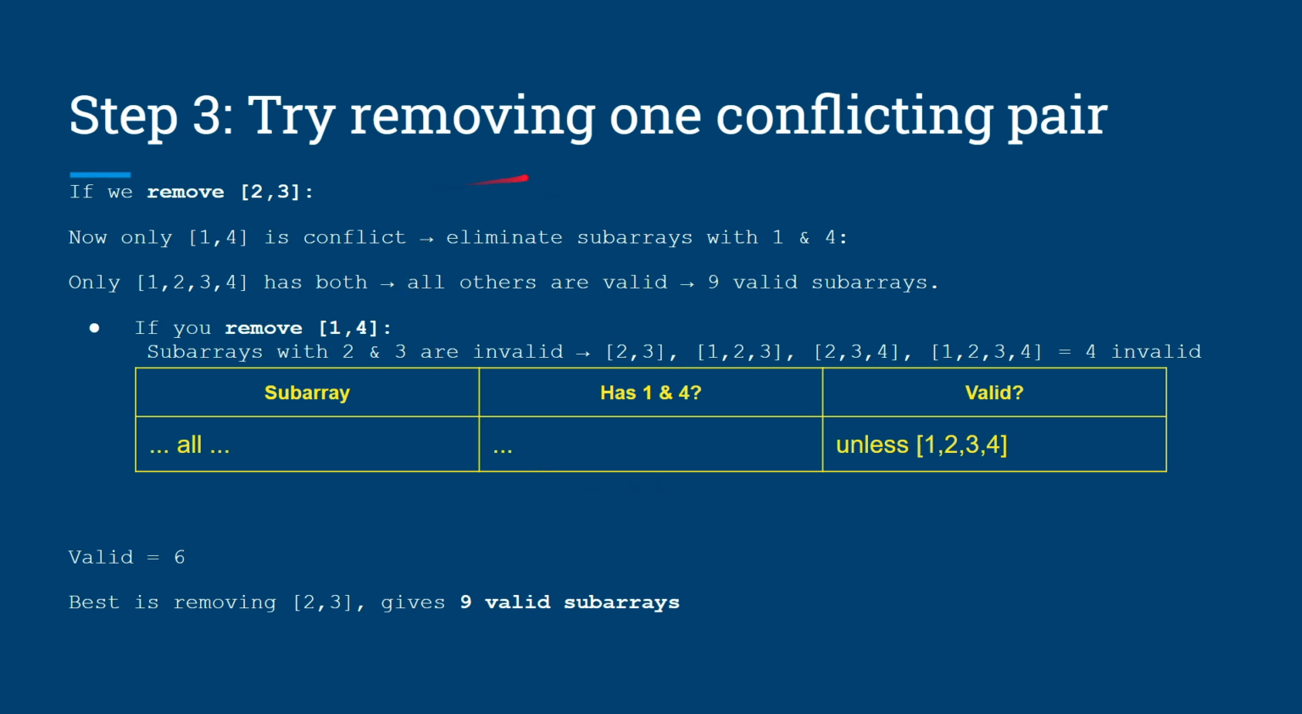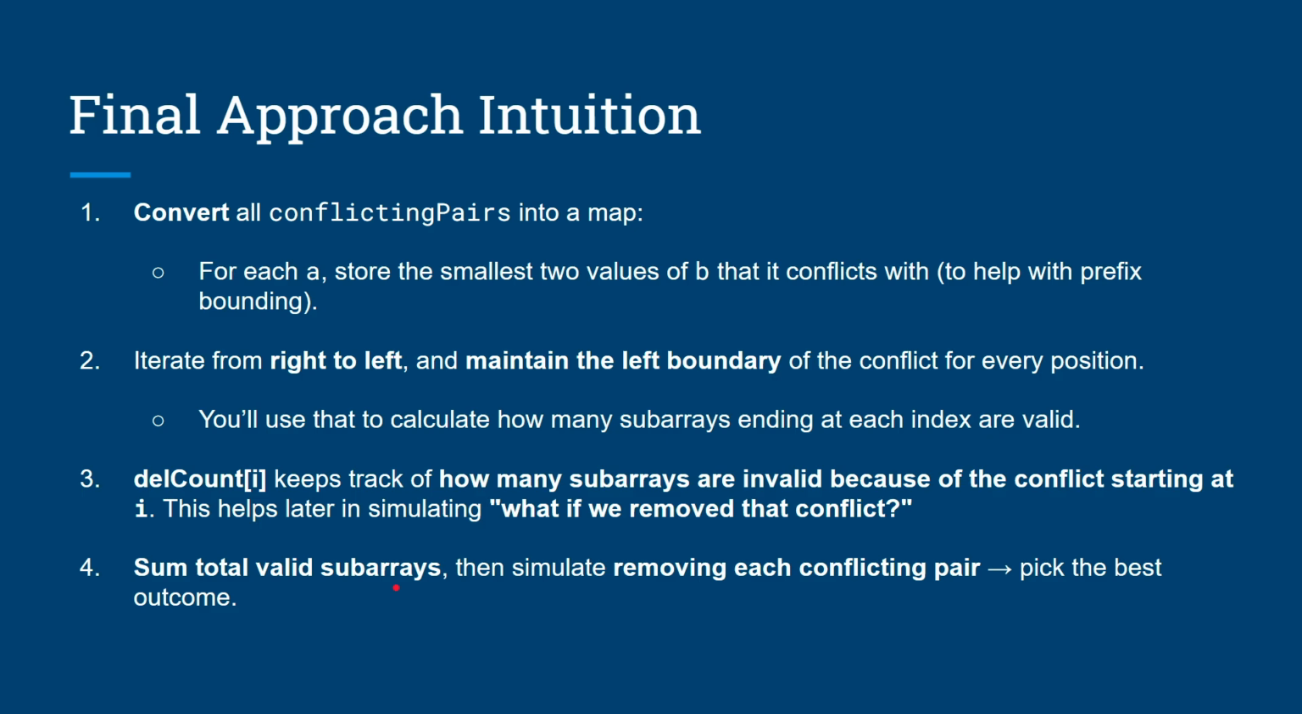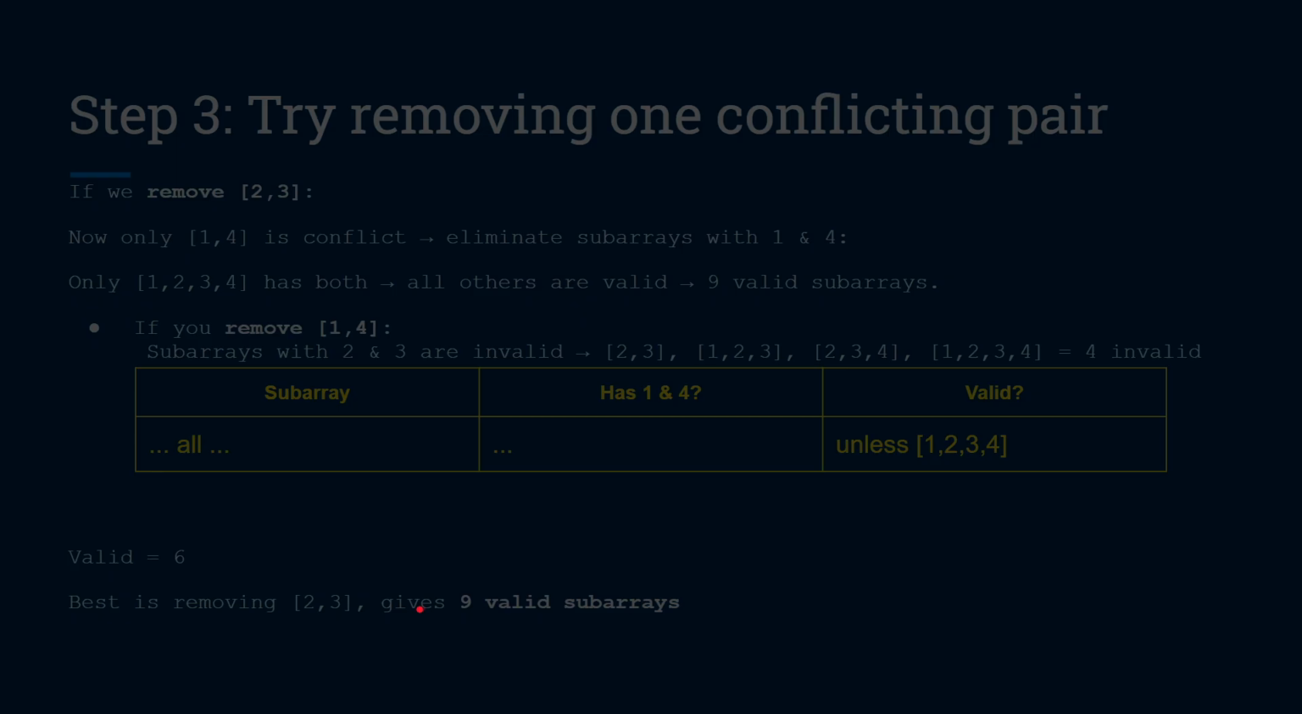Further, you will try removing one conflicting pair at a time, right? And you will see what the values are. Either you will get 6 or you will get 9, right? So the best, you know, we will get when we are removing 2 3, right?